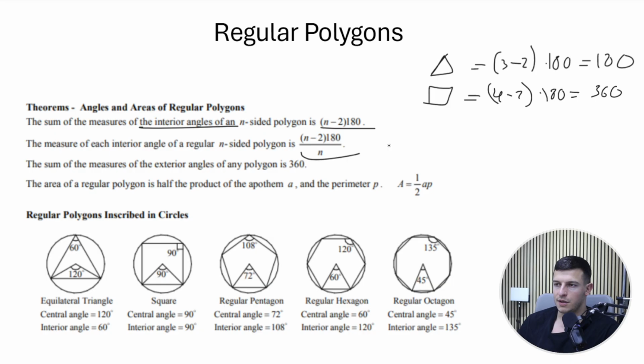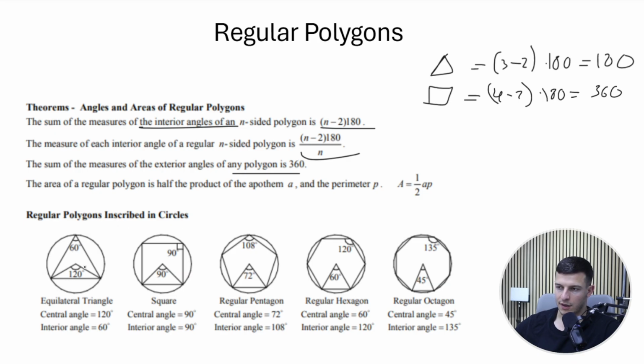The sum of measures of exterior angles of any polygon is 360. That's actually very important information, but are you going to need that on your SAT? Maybe, maybe not. The area of a regular polygon is half the product of the apothem a and the perimeter P. Okay, we'll get to that. So, regular polygons inscribed in circles, this is very important stuff.